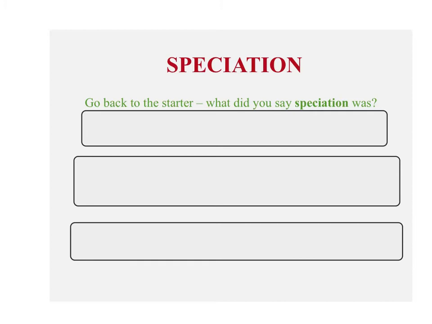Now I want you to go back to the very beginning of the lesson. How did you define speciation? Because all we've spoken about so far is evolution. So the process of those selection pressures changing the allelic frequency of certain genes, and over time organisms as a population will change. But speciation is slightly different. It's still related to evolution, and you should have seen it in that diagram of Darwin's finches.